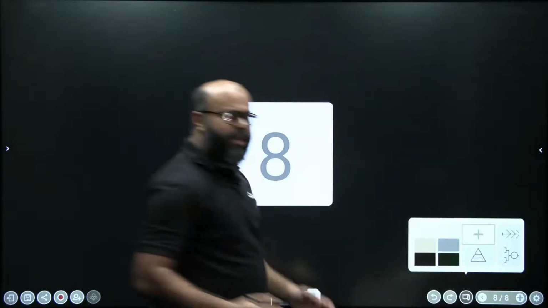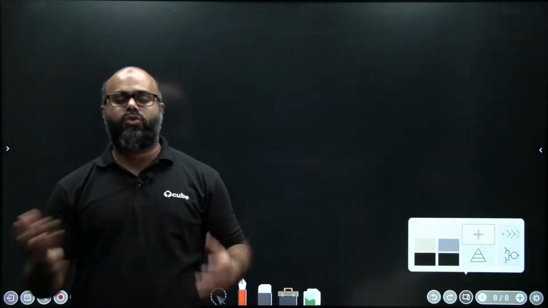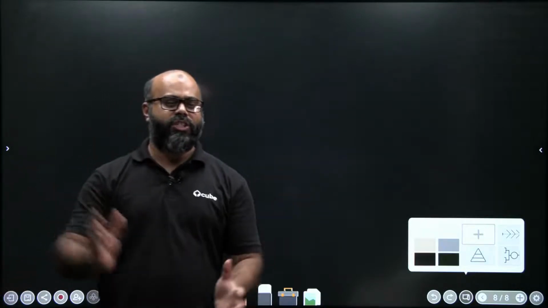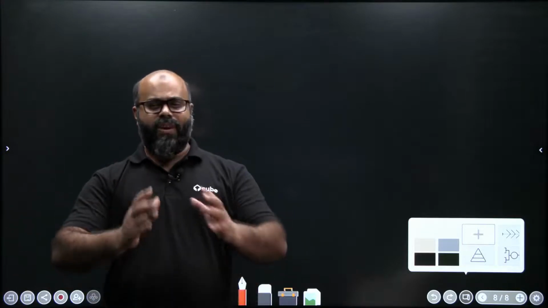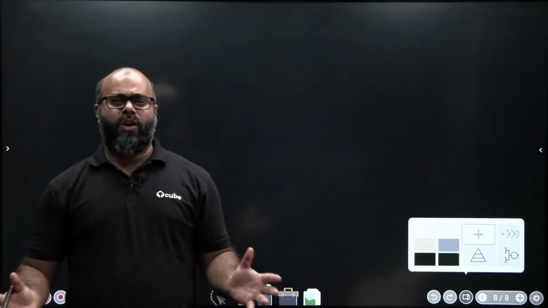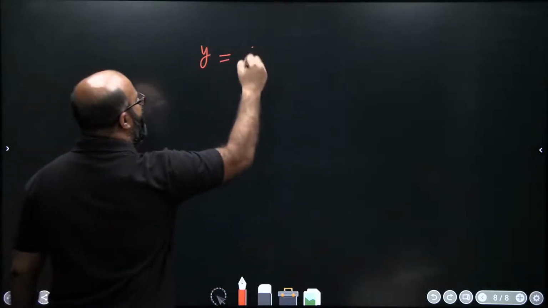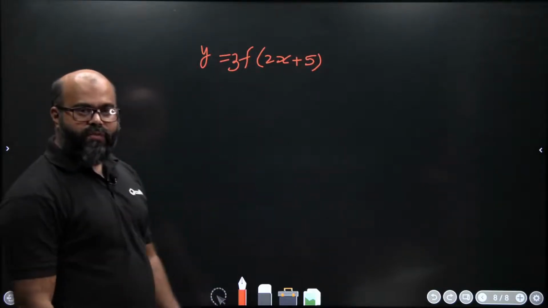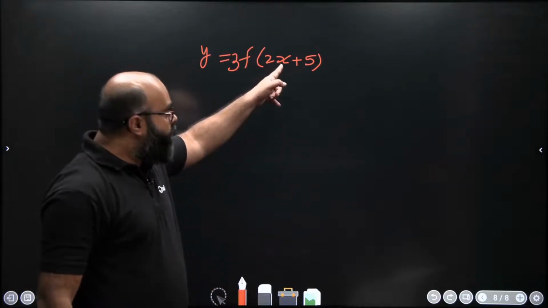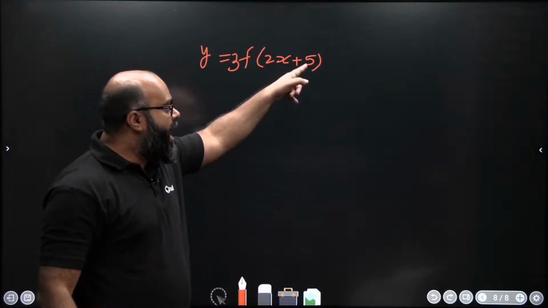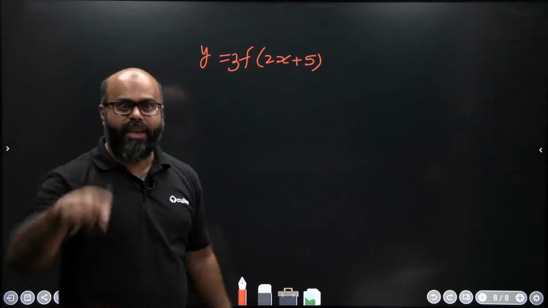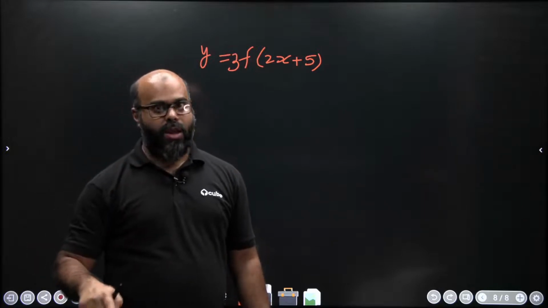Now, what are some other specific situations? We have many more things to do in graphs. We can't go into so much detail right now. There may be transformations, stretching, horizontal, vertical, as well as many other things involved at the same time. For example, you may get a situation where it is asked what is the graph of 3 f of 2x plus 5. So how would you draw the graph of this one? Here what is happening? To the input you are multiplying 2, then adding 5, and then to the output you are multiplying by 3. So there are 3 operations happening here. How can you do that?